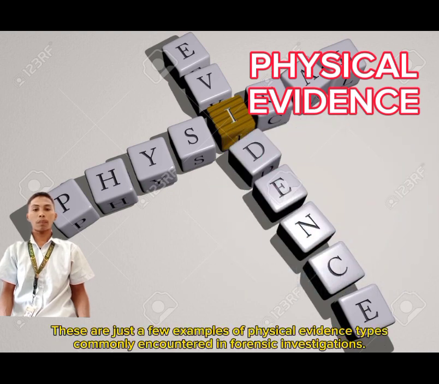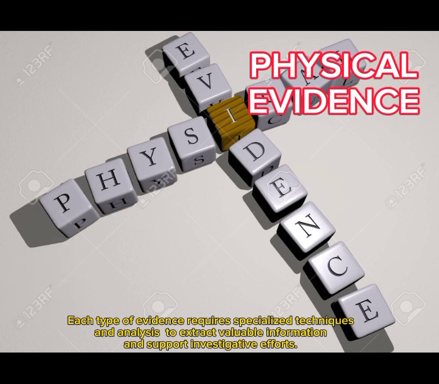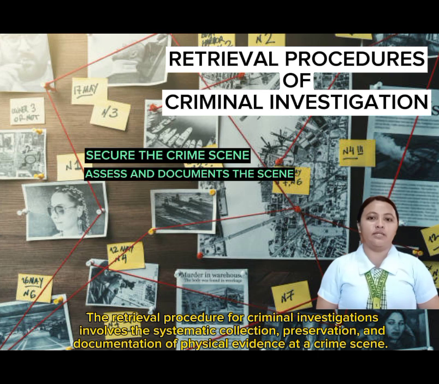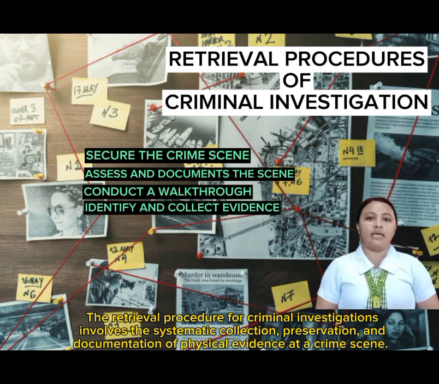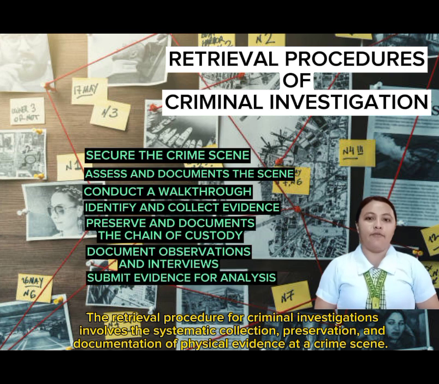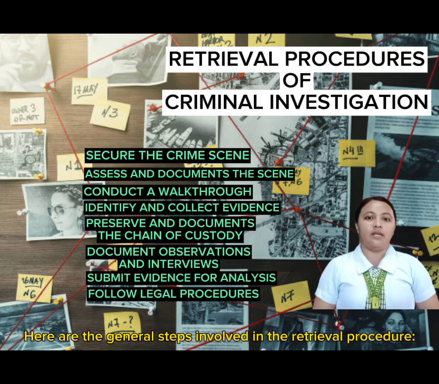These are just a few examples of evidence types commonly encountered in forensic investigation. Each type of evidence requires specialized techniques and analysis to extract valuable information and support investigative efforts. The retrieval procedure for criminal investigations involves the systematic collection, preservation, and documentation of physical evidence at the crime scene. Here are the general steps involved in the retrieval procedure.